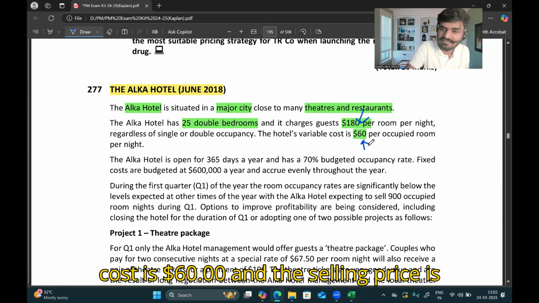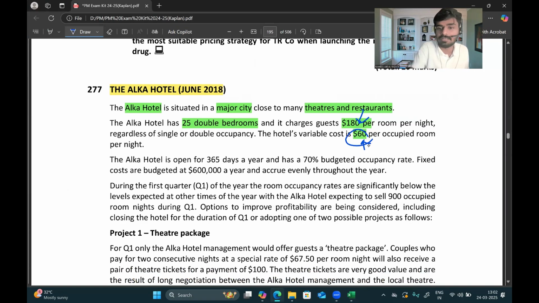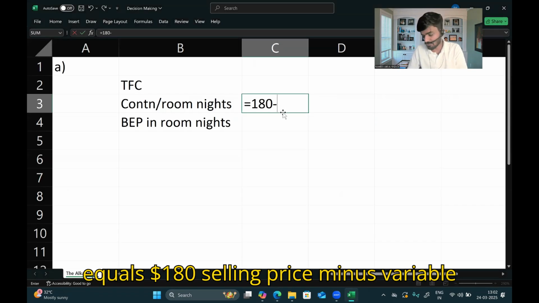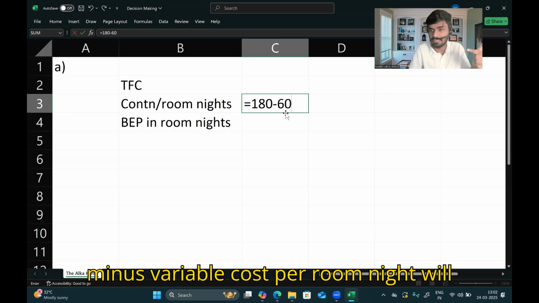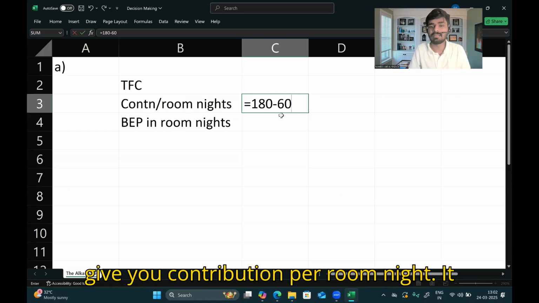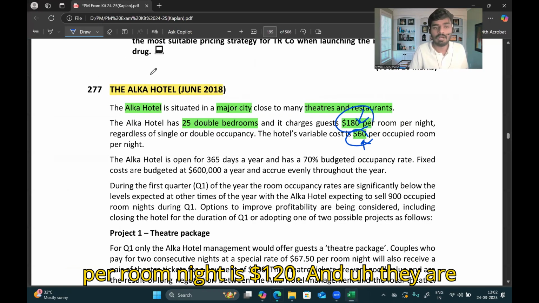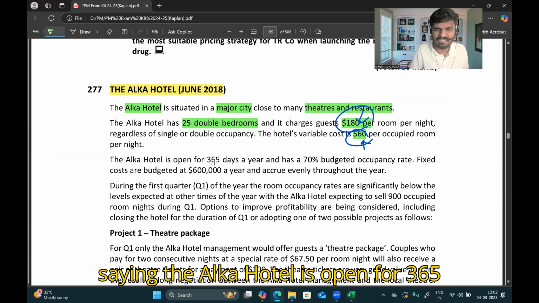So the variable cost is $60 and the selling price is $180. Selling price per room night minus variable cost per room night will give you contribution per room night. It is nothing but $120. So the contribution per room night is $120.